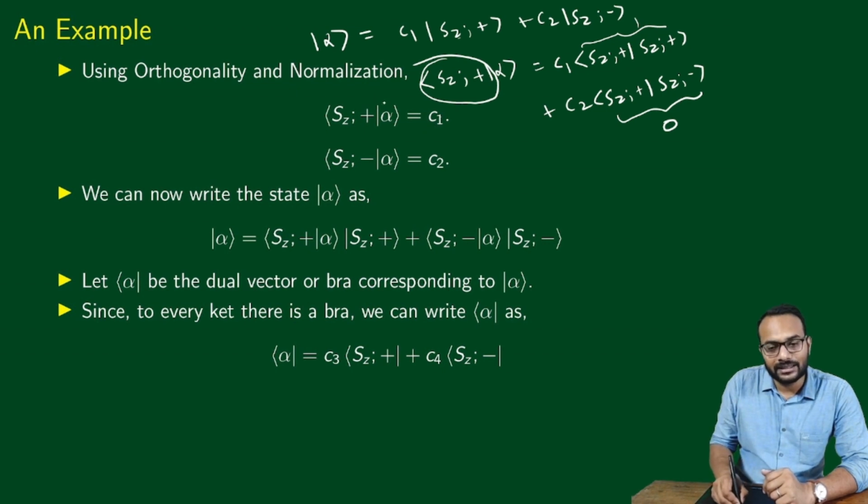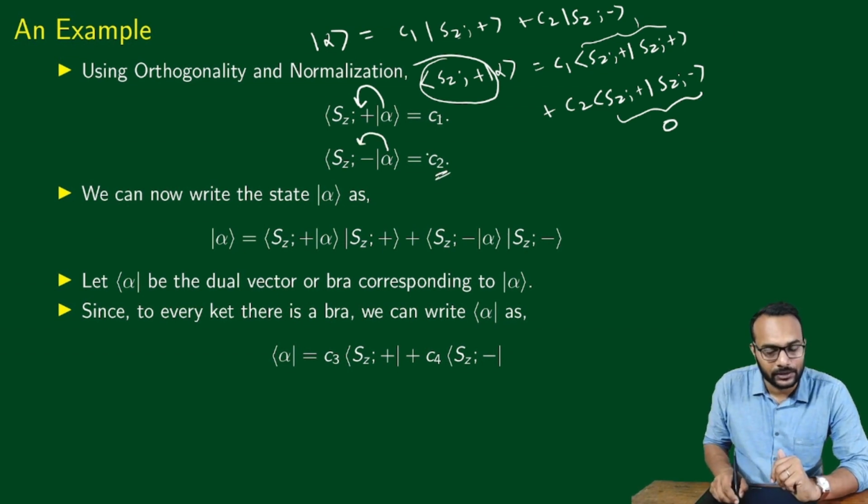What does this mean? This is the projection. We could think of C1 as the component of alpha along the Sz plus direction. Similarly, you could find the component of alpha along the Sz minus direction, and that will be obtained as C2.